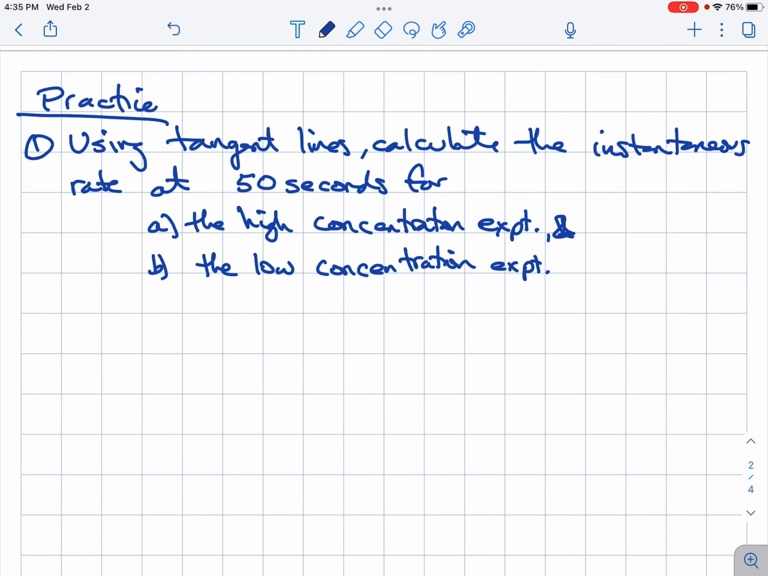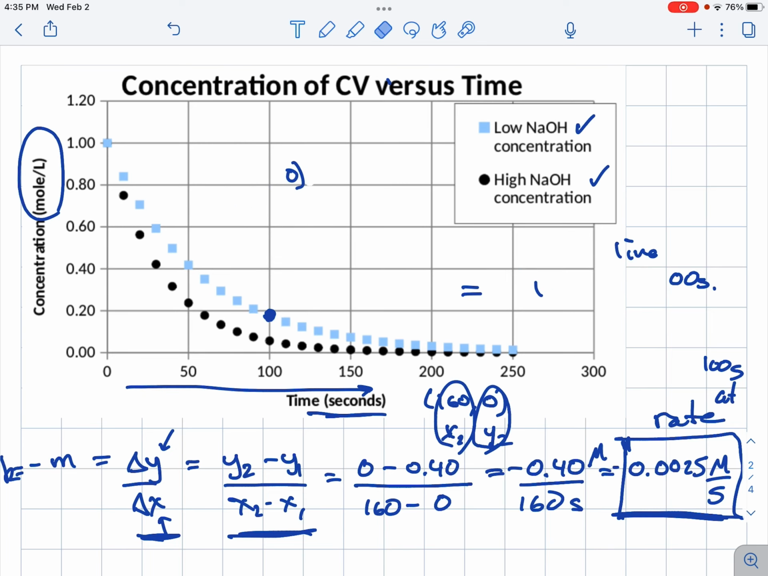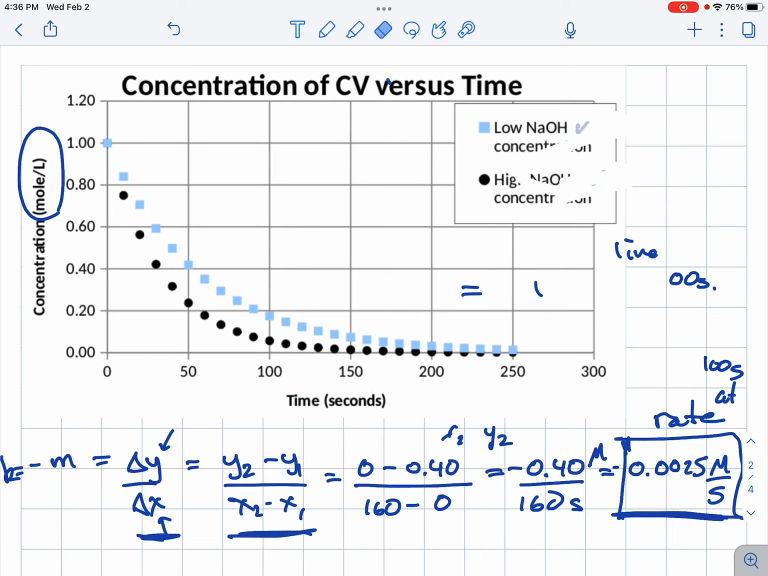So notice that back up here on my graph, and here I'm going to clean this up a little bit for you. So notice here on my graph that we've got two experiments graphed, right? And this light blue one here is the low concentration, and these black circles are the high concentration. And so at time 50 for each of those, I want you to find the instantaneous rate.